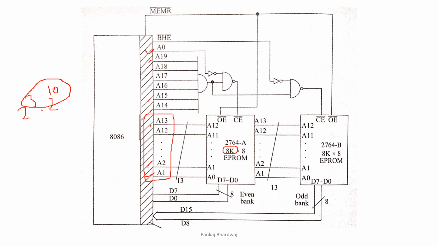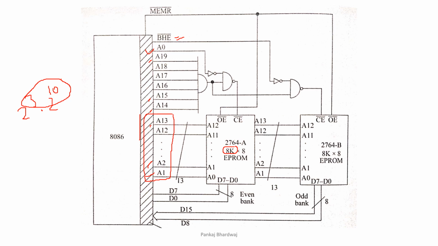We have not connected A0 to define the address range, because A0 is not used for that. It is basically connected in some logic connections to enable the chip, this one or this second chip, this even address bank, and this odd memory address bank. And this BHE bus high enable is connected to the other chip. So A0 is connected to this chip and BHE is connected to this chip.